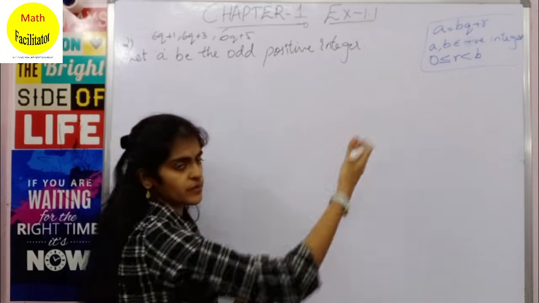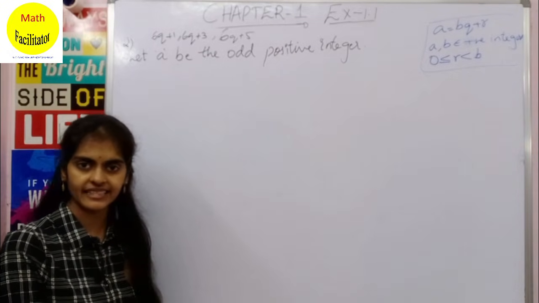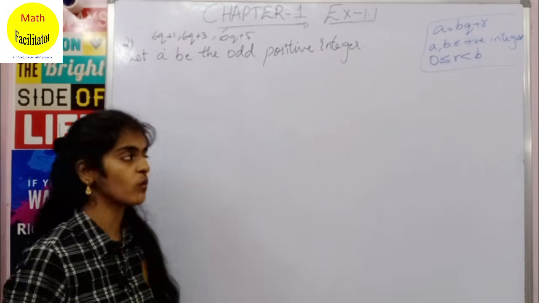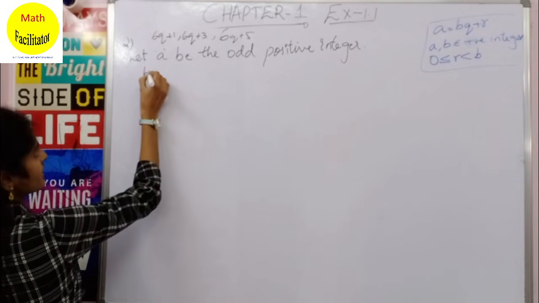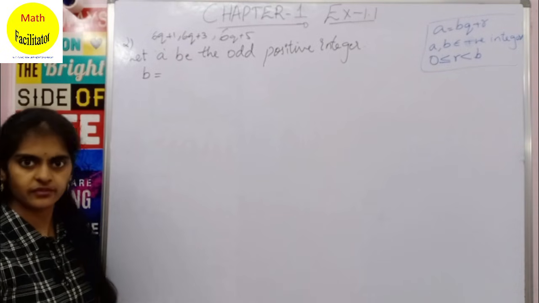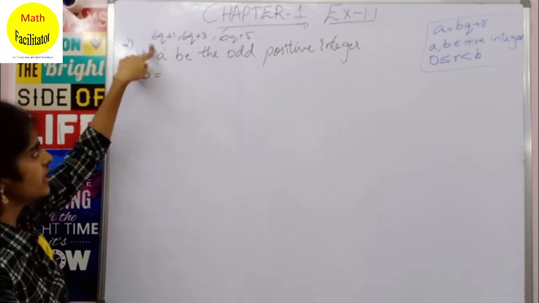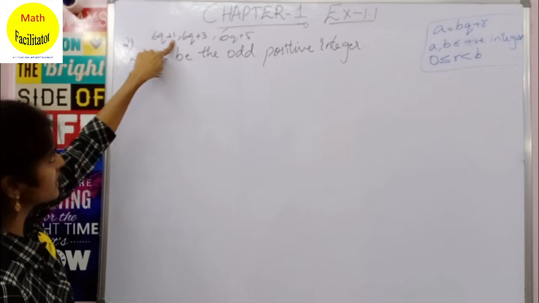Right? So a equal to bq plus r, that is Euclid's division algorithm. Here a is the odd positive integer. Now what is b? B, you always take from the question. From the question, this is what you have to prove: that it is of the form 6q plus 1.